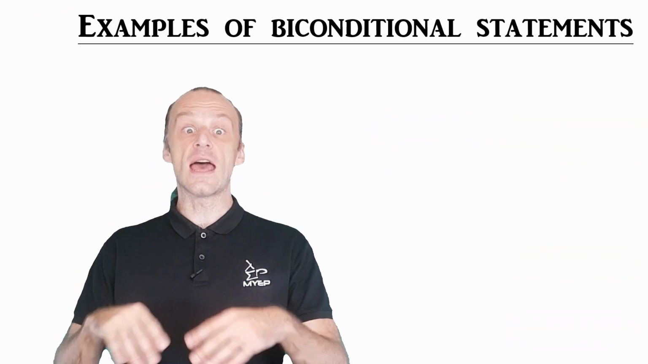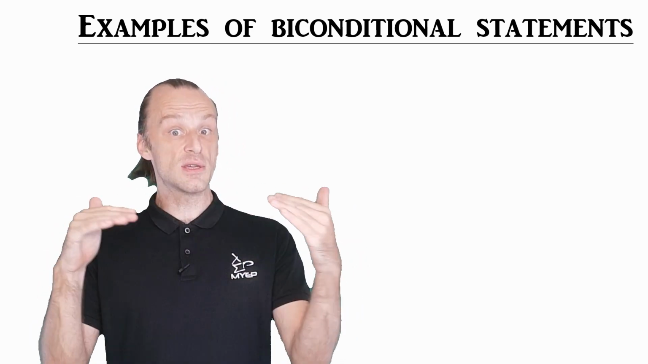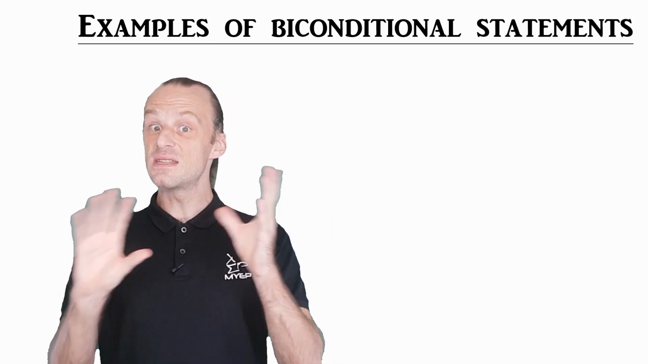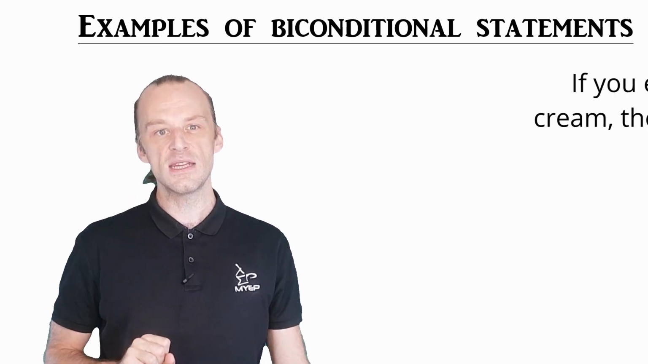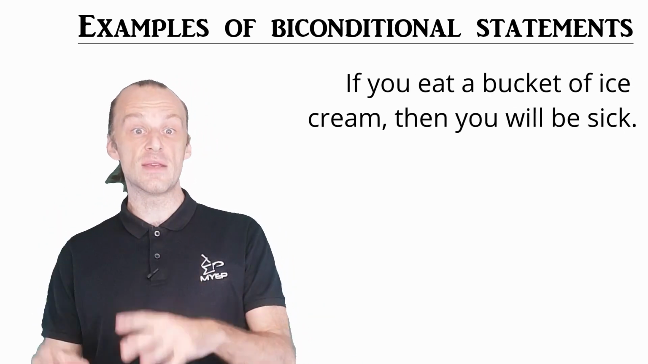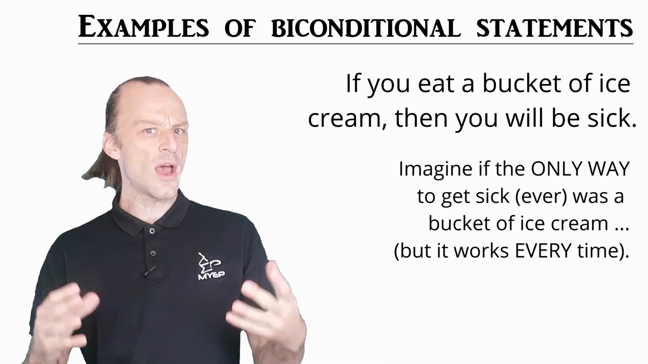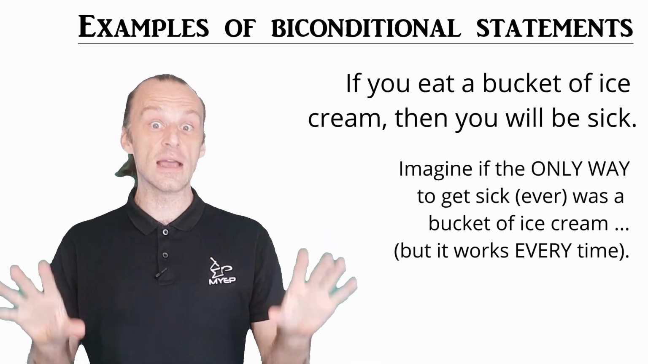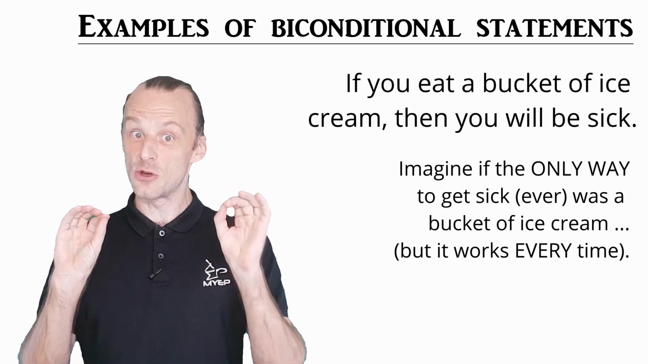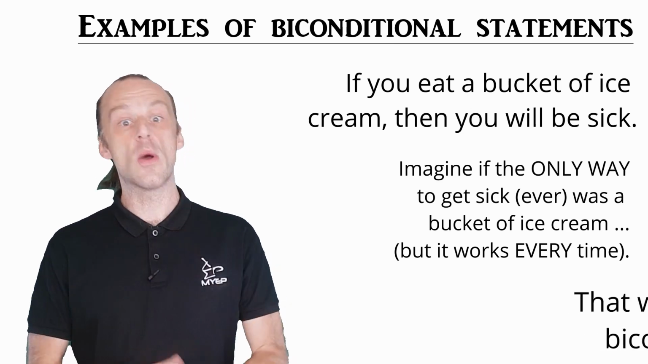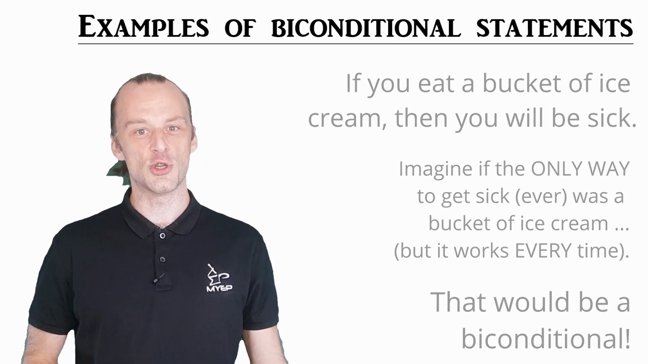Finally, we're going to look at the biconditional. The biconditional is like a two-way conditional where both statements depend on each other. Remember the example on the last slide? If you eat a bucket of ice cream, then you will be sick. Well, imagine if the only way anyone ever got sick was by eating a bucket of ice cream, but every single person who eats a bucket of ice cream always got sick. That would be a biconditional relationship.